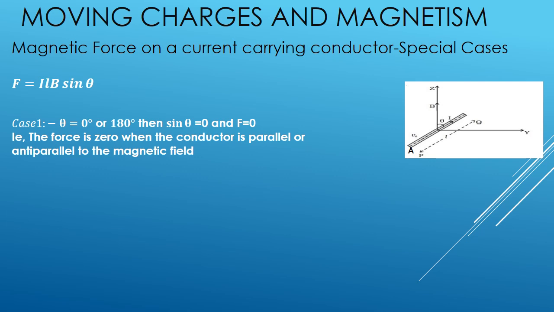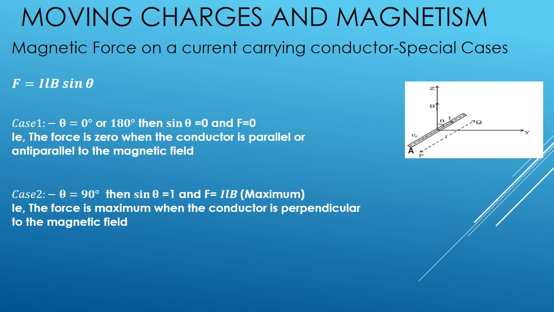In case 2, the conductor is perpendicular to the magnetic field. That is, theta is equal to 90 degrees. Then, sin theta is equal to 1 and F is equal to ILB. This is the maximum value of the force. That is, the force is maximum when the conductor is perpendicular to the magnetic field.